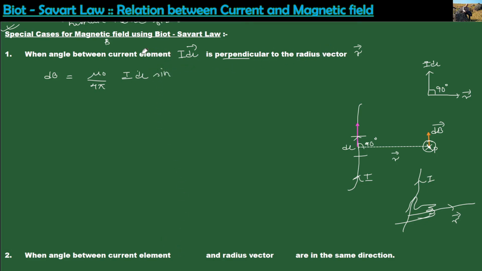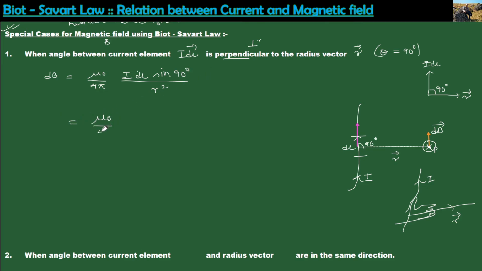In this case, since IDL and R are perpendicular, the angle between them is how much? The angle between them is 90 degrees, which means over here this will be sine of 90 degrees, and over here this will be r square. So we know that sine of 90 is how much? Sine of 90 is 1.